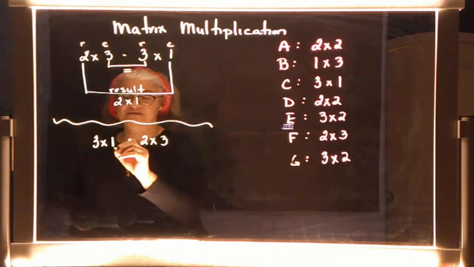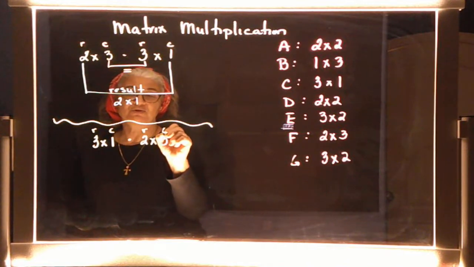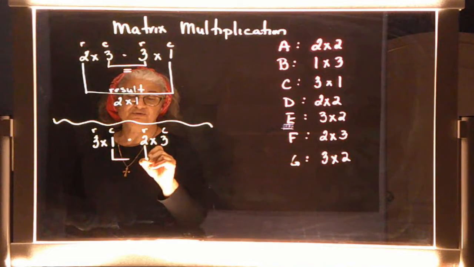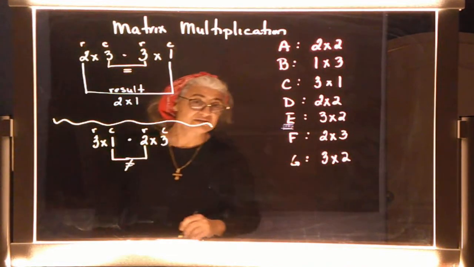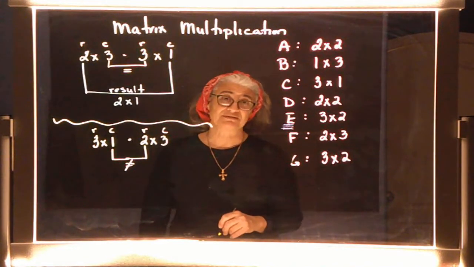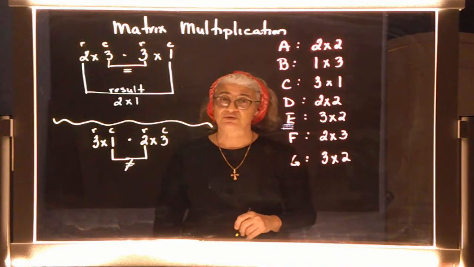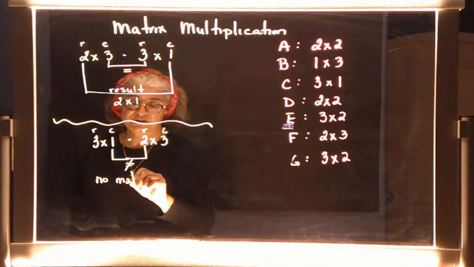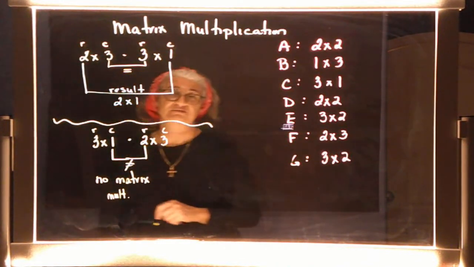Because notice, rows, columns, the number of columns on matrix 1 and the number of rows on matrix 2 are not equal, which means you can't do matrix multiplication here. Not happening. Can't do it. With me? No matrix multiplication can be done here.